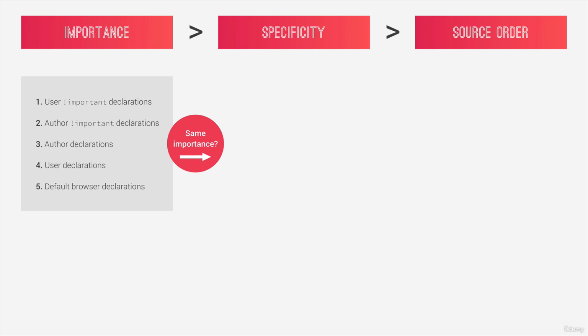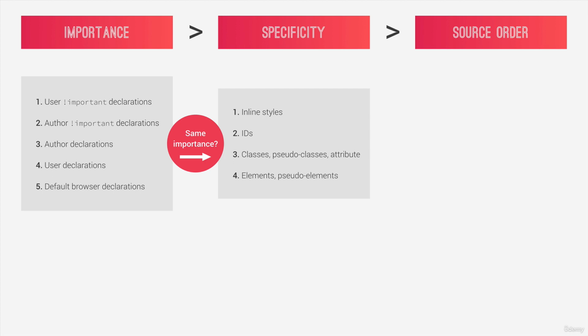What the cascade does if this is the case is to calculate and compare the specificities of the declaration selectors. And this is how it works. Inline styles have the highest specificity, followed by IDs, then classes, pseudo-classes and attribute selectors, and finally the least specific, the element and pseudo-element selector. So when we have conflicting declarations with the same importance as we saw in the last slide, we calculate their selector specificity based on the priorities I just showed you.